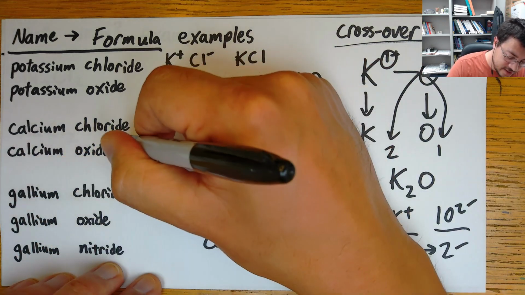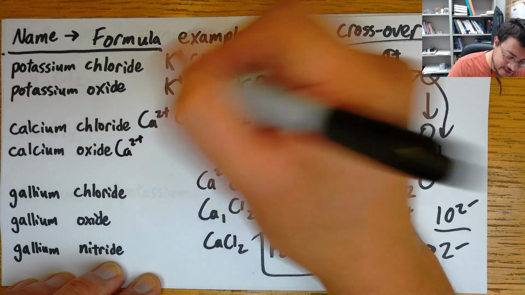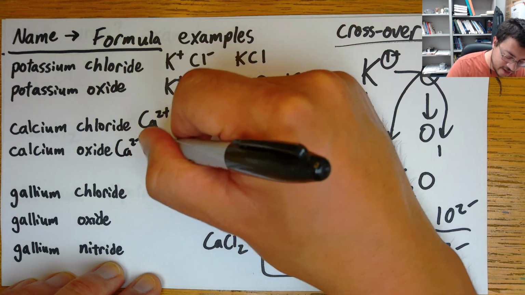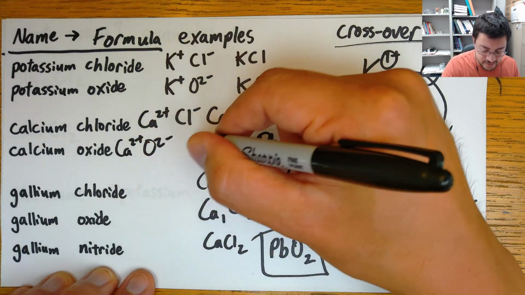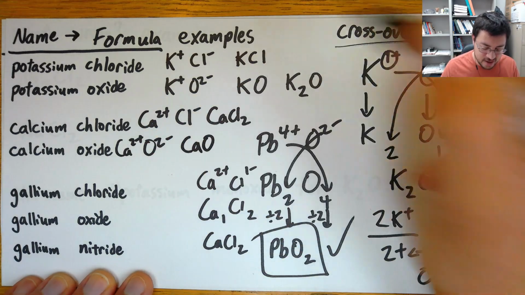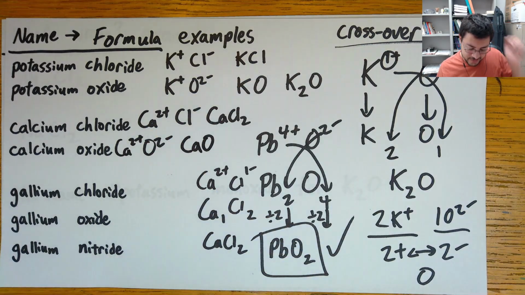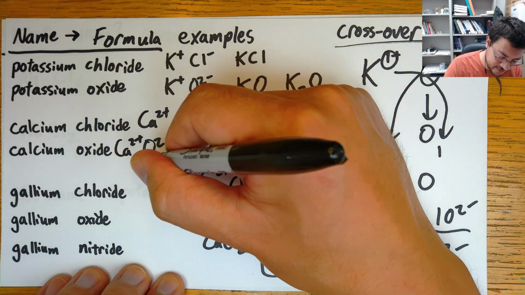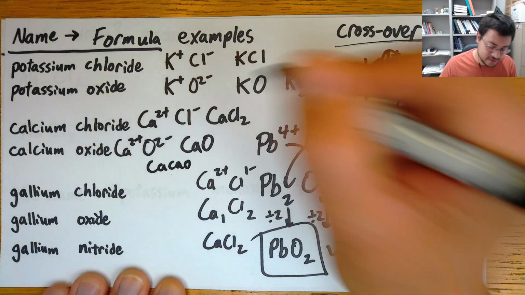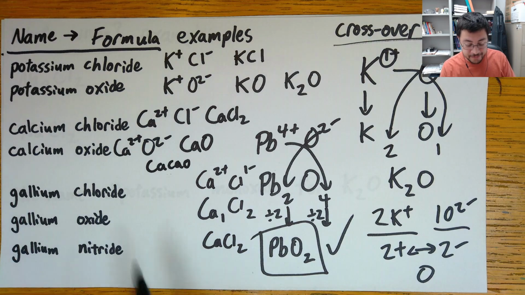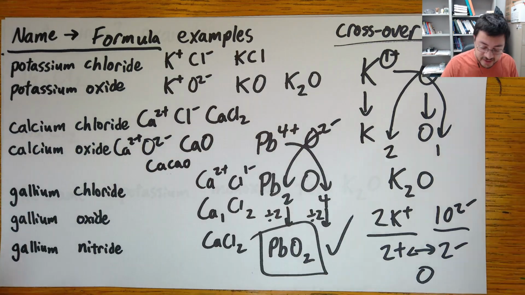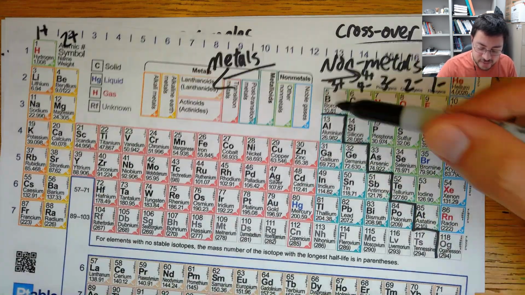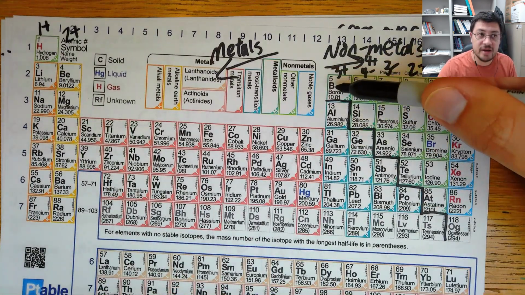Calcium oxide, Ca2 plus, same oxide as earlier, O2 minus. Even though they have 2s, we only need 1 of each. So CaO. Whenever I do calcium oxide, it always reminds me of cacao beans, chocolate, whatever. Anywho, all right, gallium chloride. Gallium is in the same group as boron and aluminum, so it's going to be a 3 plus.